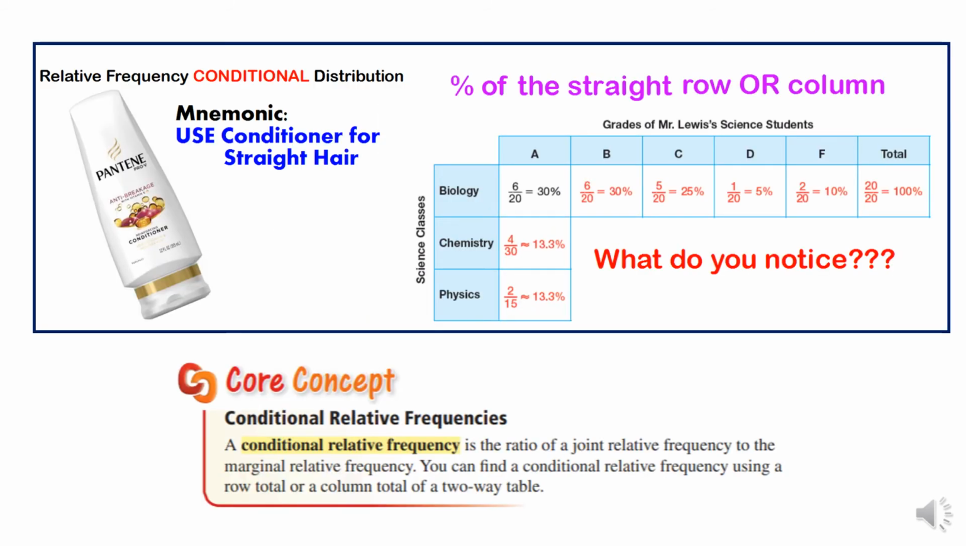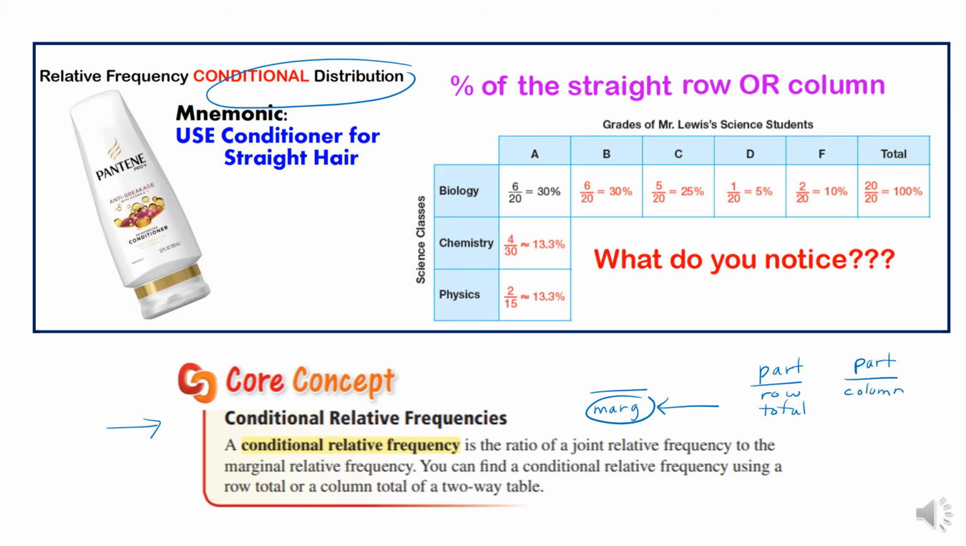Okay, the next thing we're going to talk about is a conditional distribution. And here's the definition of that. The conditional relative frequency is a ratio of a joint relative frequency to the marginal relative frequency. You can find a conditional relative frequency using a row total or a column total. In other words, instead of using the grand total as the bottom, it's a marginal total. Okay, so it's a part out of the row total or a part out of the column total.